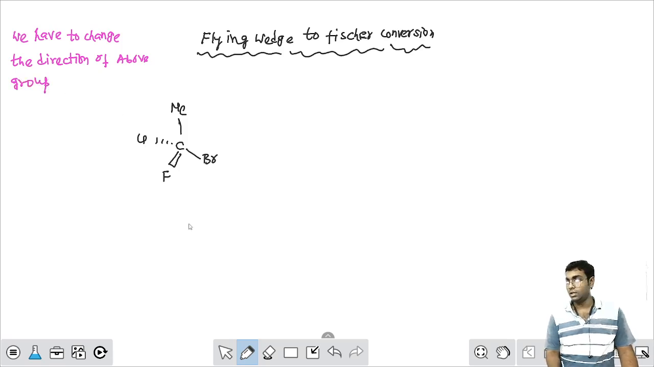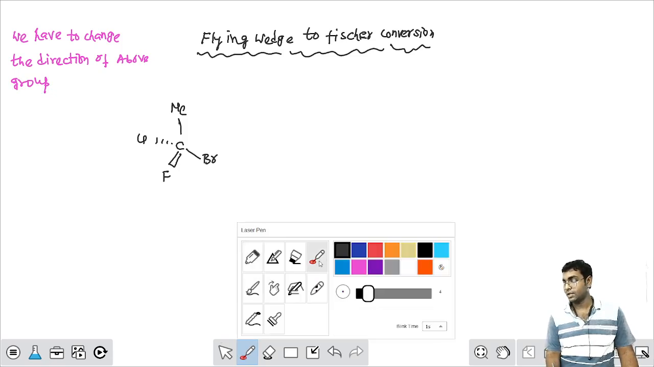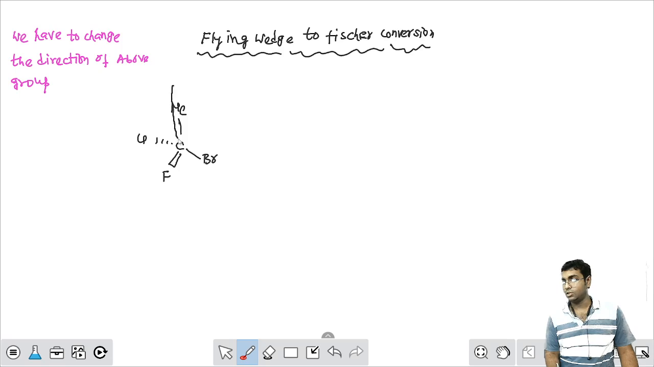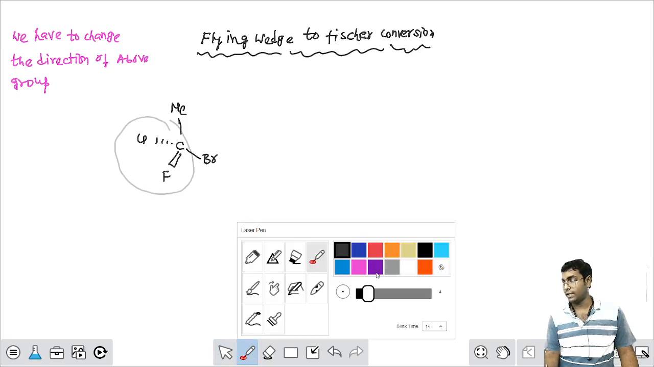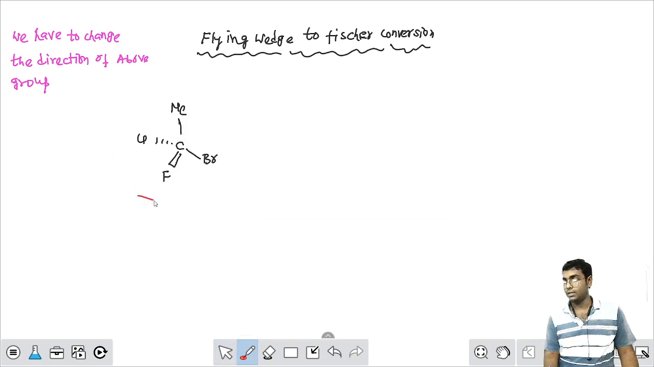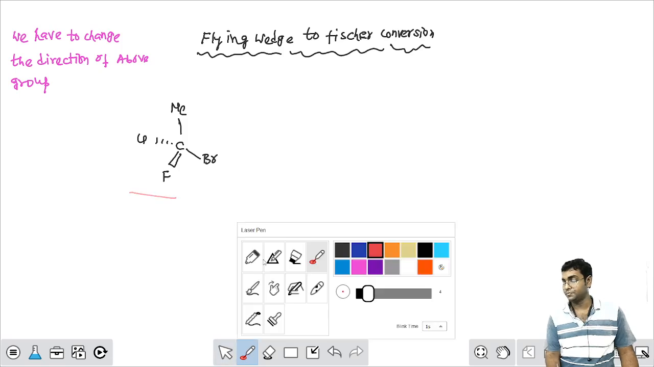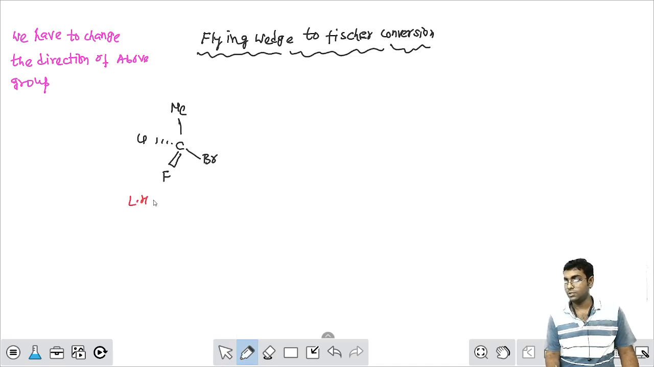Now you can see that methyl and bromine are on the plane. The above and below the plane groups are on the left hand side. So we have to place this above atom on the right hand side in the Fisher projection.